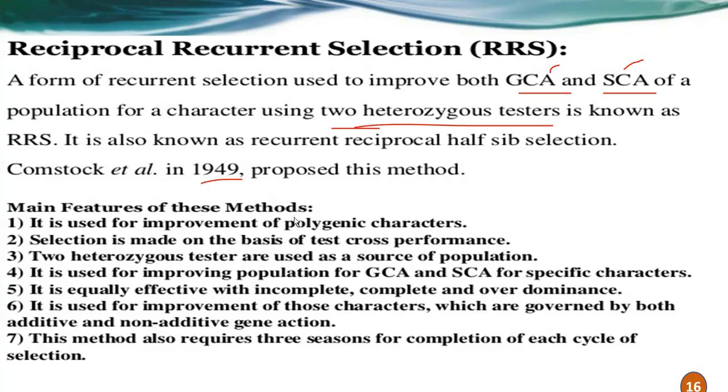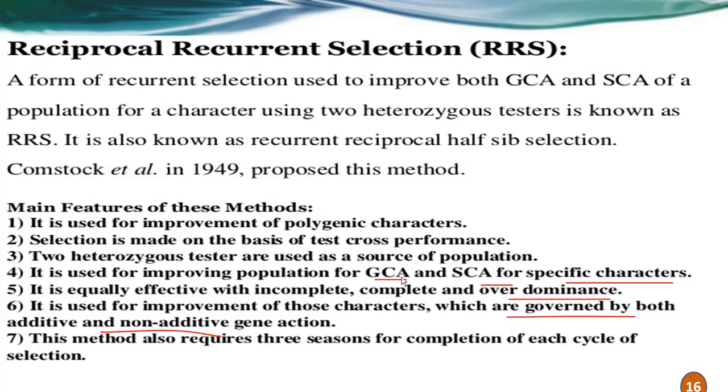So the main features of these methods are: it is used for improvement of polygenic characters, that is quantitative characters. Selection is made on the basis of test cross performance, and two heterozygous testers are used as a source of population. Then it is used for improving the population GCA and SCA for specific characters. Then it is usually effective with the incomplete, complete and overdominance cases.